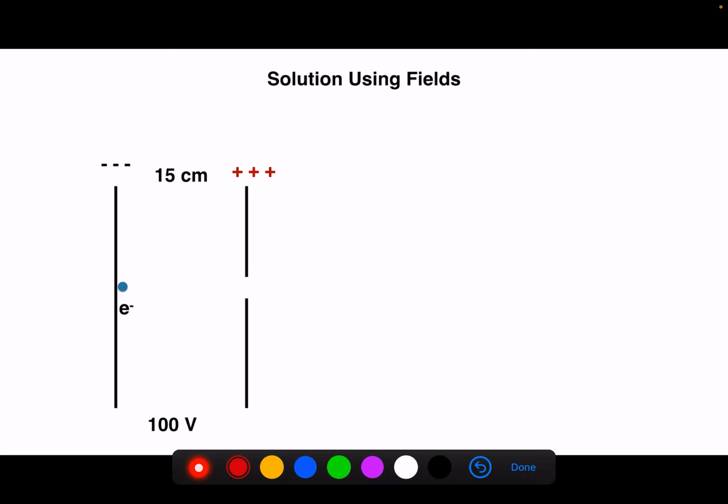There are three different ways you can come up with your final answer. You should know all of them because sometimes there's an advantage to using one of these methods versus the other. So the first one is using fields. You'll start with the voltage and the distance. Make sure you plug this in meters. Make sure this gets plugged in as volts. And you're going to solve for electric field. That'll tell you how strong the electric field is between the plates.